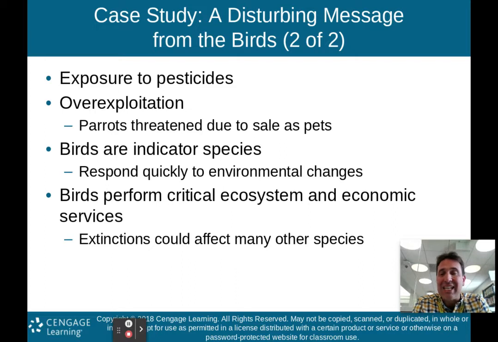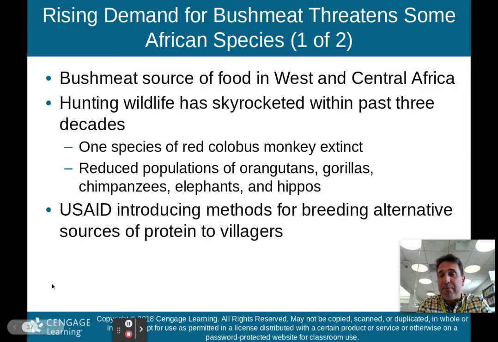Birds are good indicator species. We talked about what an indicator species is: a species that tells us, first and foremost, when there's an issue in the environment. We spoke about how amphibians in a previous unit are good indicator species. Well, birds are another very good indicator species because they respond quickly to environmental change. So if we see birds dying off, we know there is something wrong in the environment. Birds also perform critical ecosystem and economic services for us, so extinctions of birds could affect many other species.